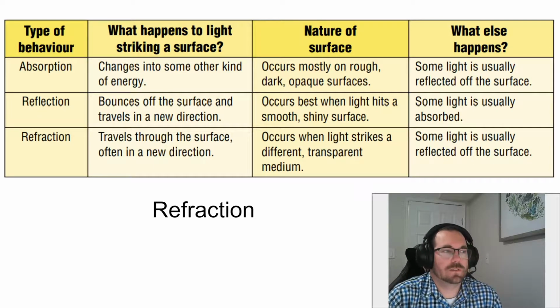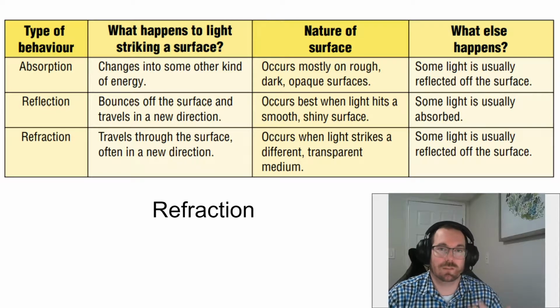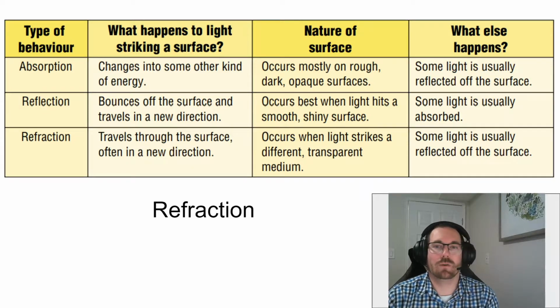The nature of the surface: absorption occurs mostly on rough, dark, or opaque surfaces, and opaque surfaces are surfaces you can't see through. So these are a lot of the surfaces that do the majority of the absorbing of that light energy. And what else might happen? Well, some light is usually reflected off the surface, otherwise we wouldn't be able to see it. But not as much as with reflection especially, or refraction as well.